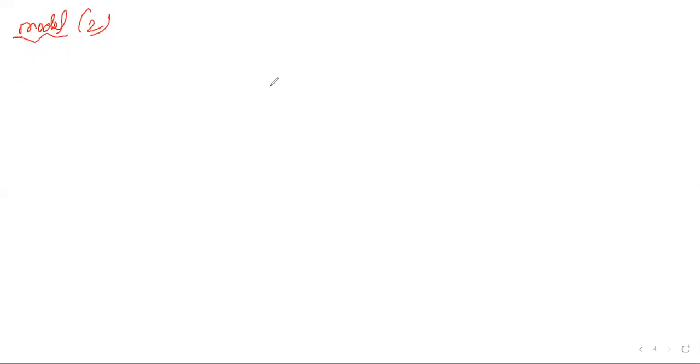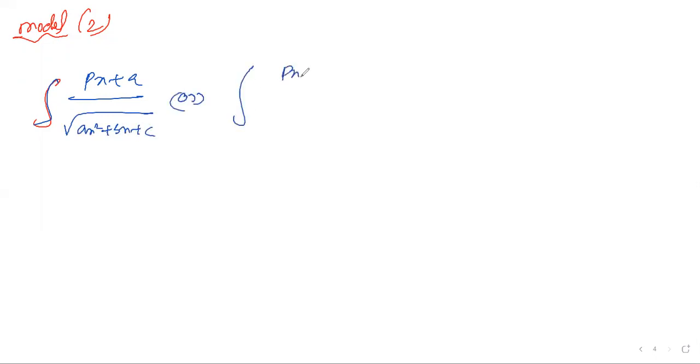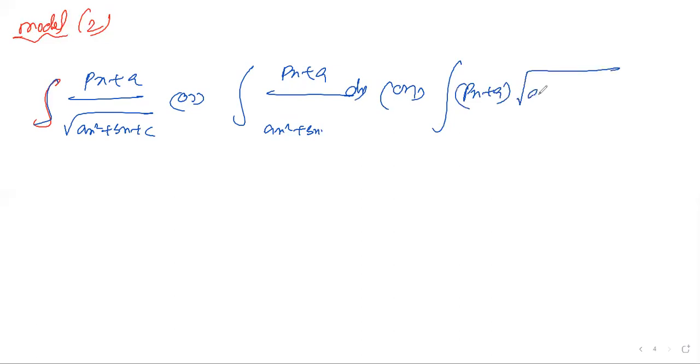If the questions are like this, integration of px plus q by under root of ax square plus bx plus c, or the questions are px plus q by ax square plus bx plus c, already it is there, right? Or without this, you just got dx. Or the questions are px plus q under root of ax square plus bx plus c. If the questions are these three models, after seeing the question, it should look like this, or like this, or like this.